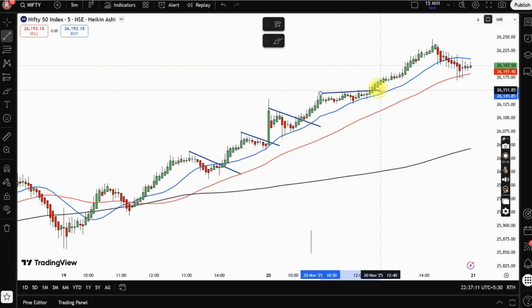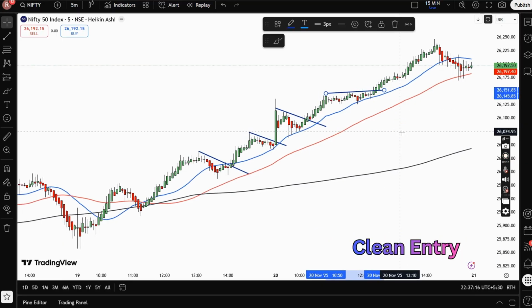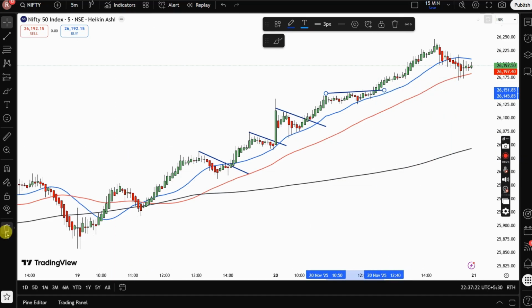That's it. Trend confirmed. Pullback identified. Clean breakout entry. This setup works beautifully for intraday, options buying, and fast scalping because you're trading with momentum, not against it. Try this on your charts for a week.